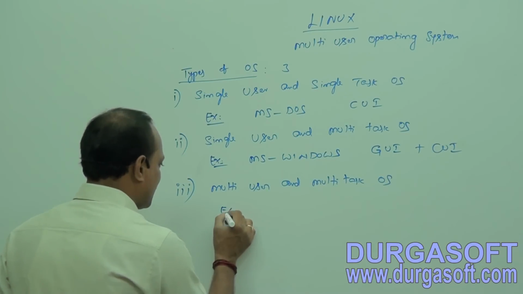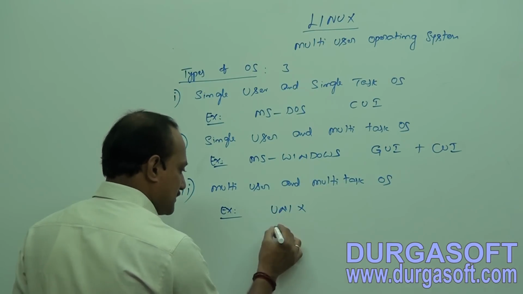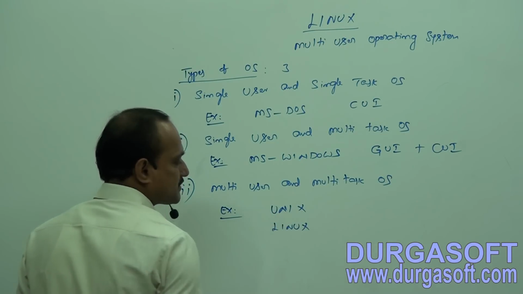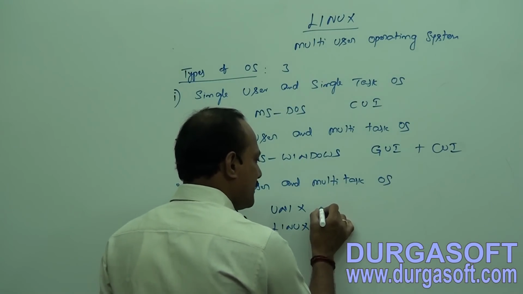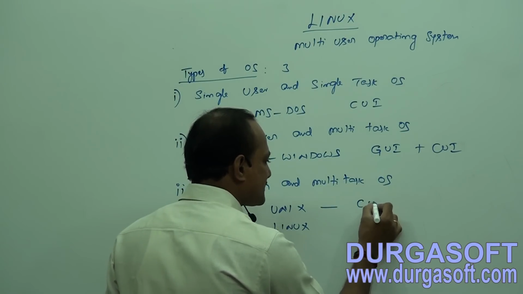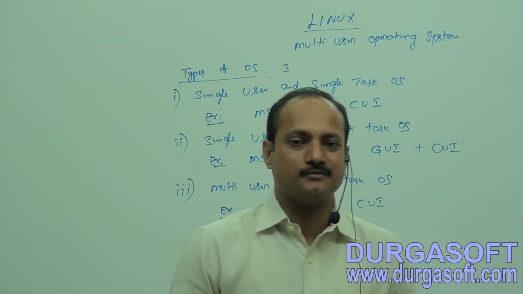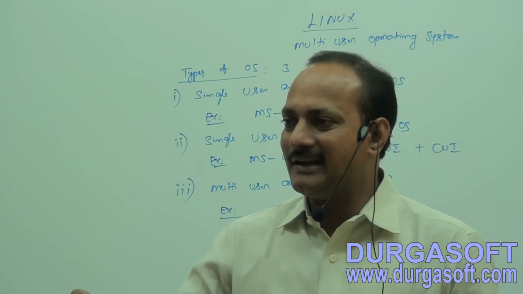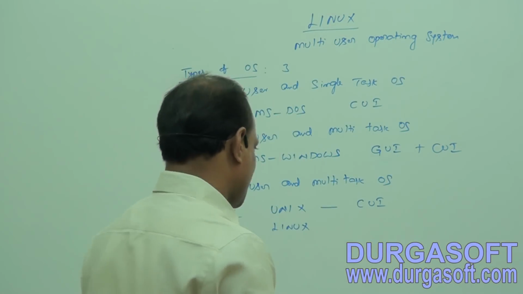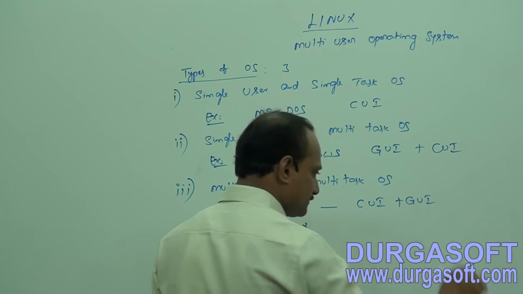The example for this is Unix as well as Linux. What is Unix? Yeah, it's a multi-user operating system. By default, Unix is only CUI. In the early days of Unix, we had to work with only character user interface. It only allows commands. But nowadays, you can also work with GUI mode.